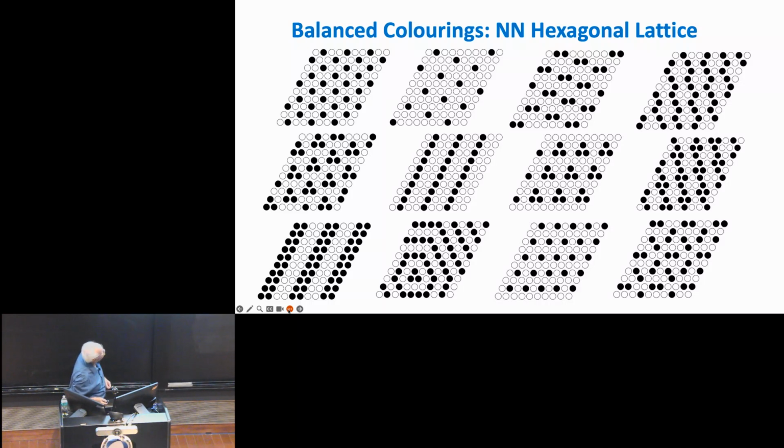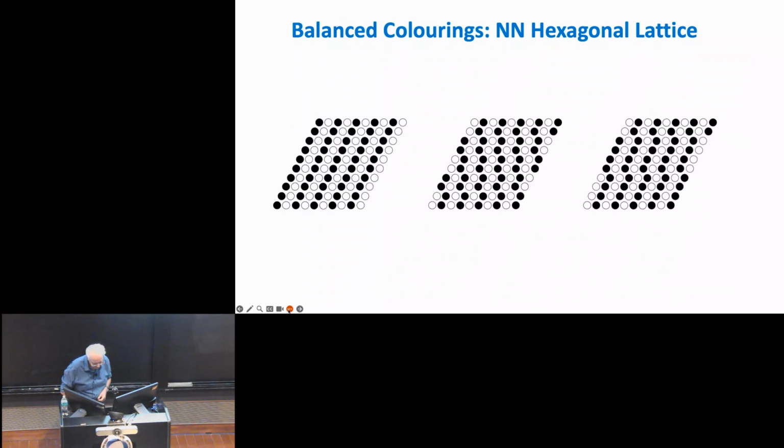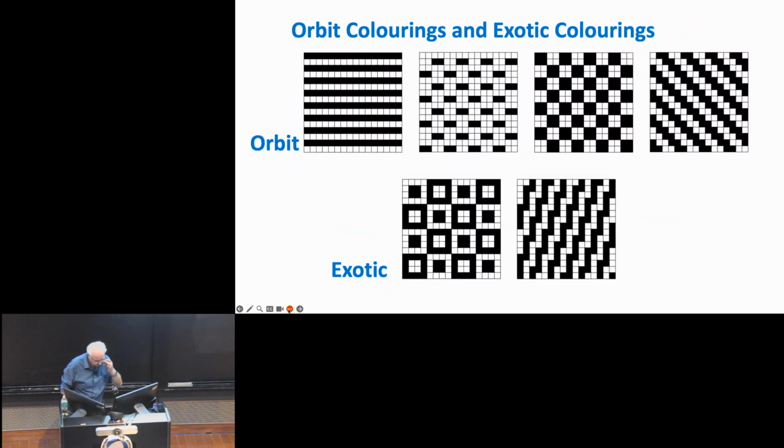Yeah, that's right. Okay. So, this is just warm-up. There is a difference between orbit colorings, which is take a subgroup of the symmetry group, look at its orbits, color everything in the same orbit the same color. And the ones along the top here are all orbit colorings.